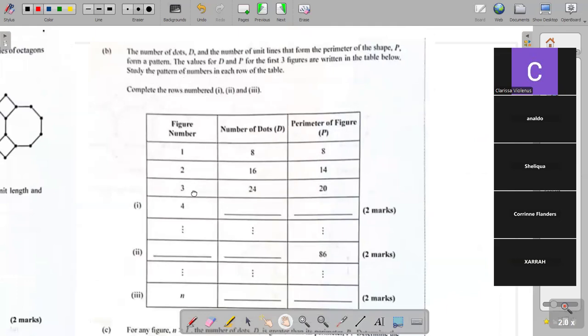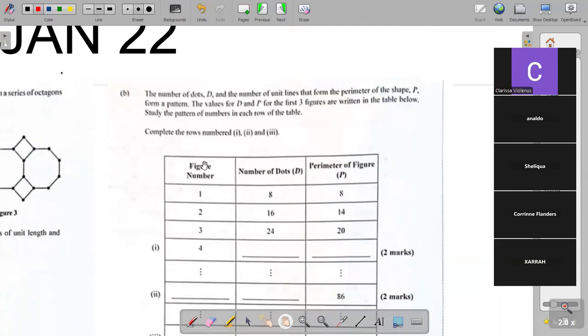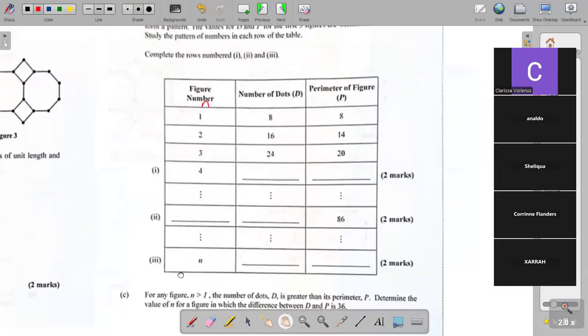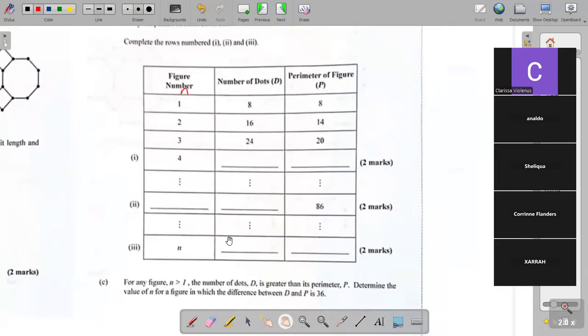Ready? So here we have figure number 1, 2, 3, 4. So we know what it represents. This is our n's. Then we have number of dots, so dots is D and P is perimeter. Everybody know what perimeter means? Perimeter means like the number of sticks going around, right? Okay. So let's see. I want you to figure out the formula for the first one.